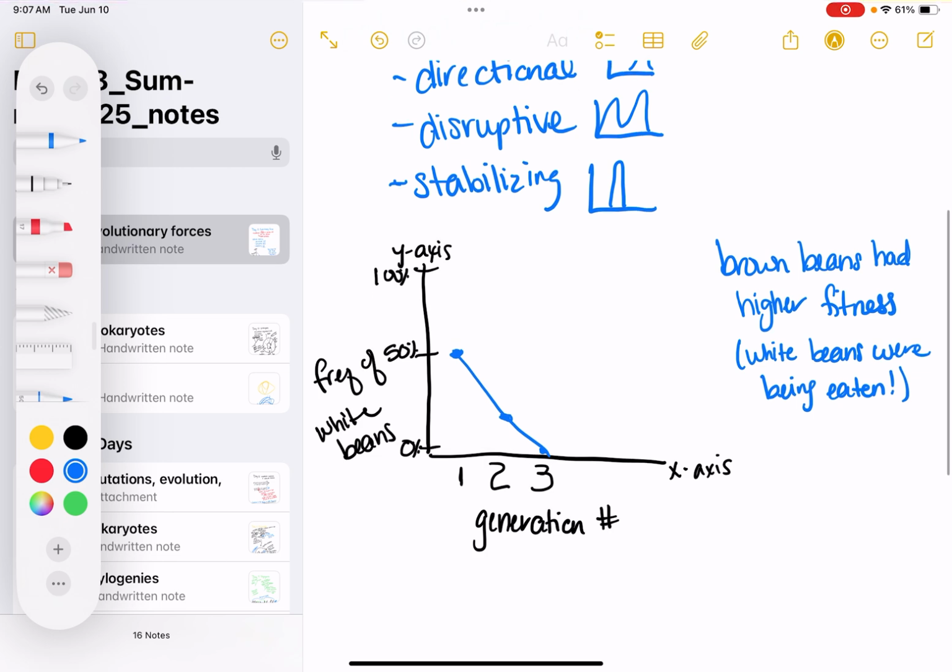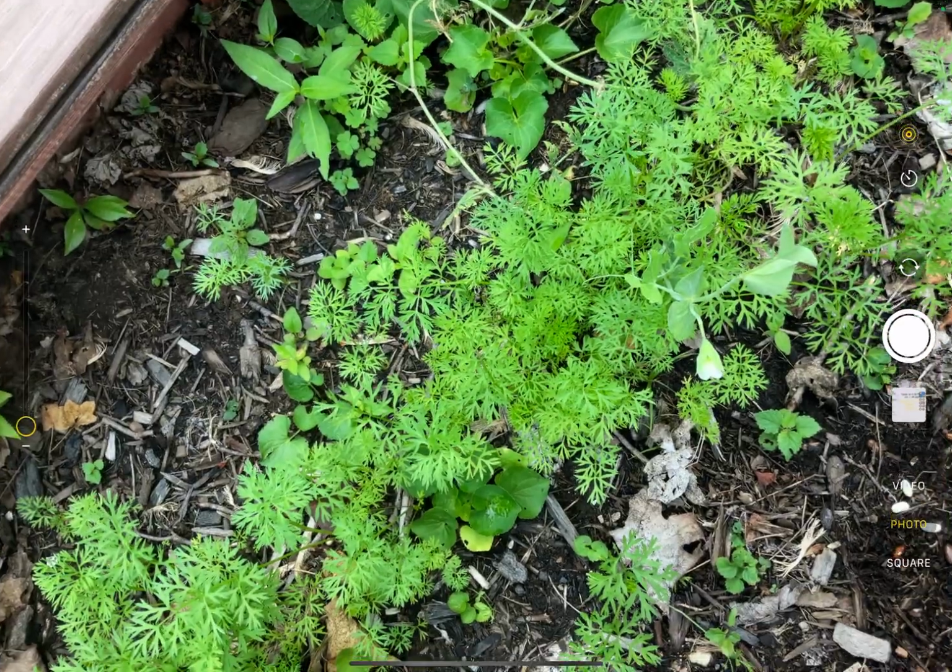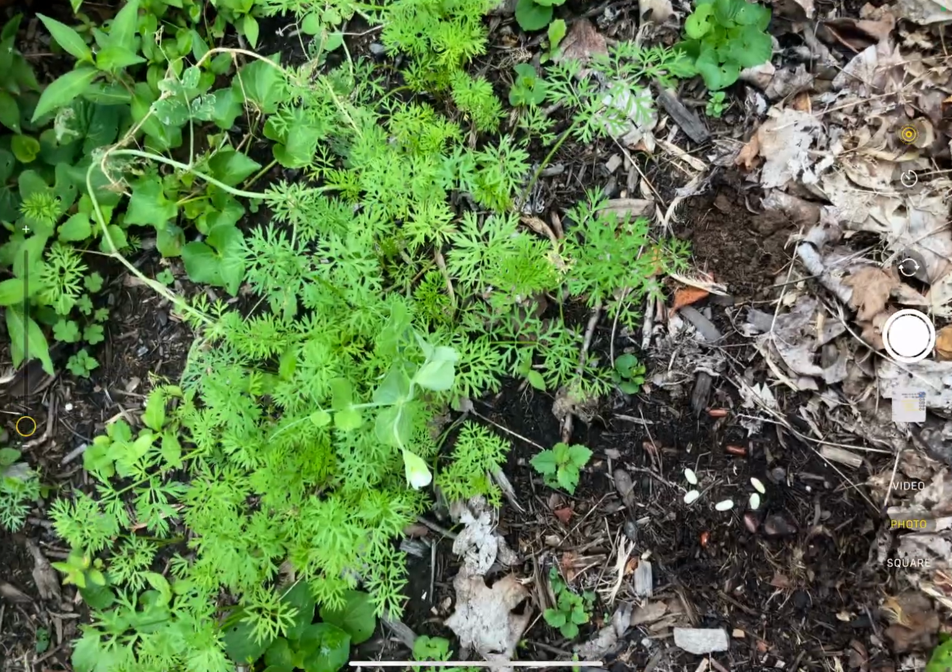Okay, now I want to play with another example of this. Okay, so I'm going to reset my beans so that I have 5 of each again. So 1, 2, 3, 4, 5. 1, 2, 3, 4, 5 white beans. Okay, so I've got a 50-50 mix of white and brown beans. So you guys can see that 50-50 mixture.